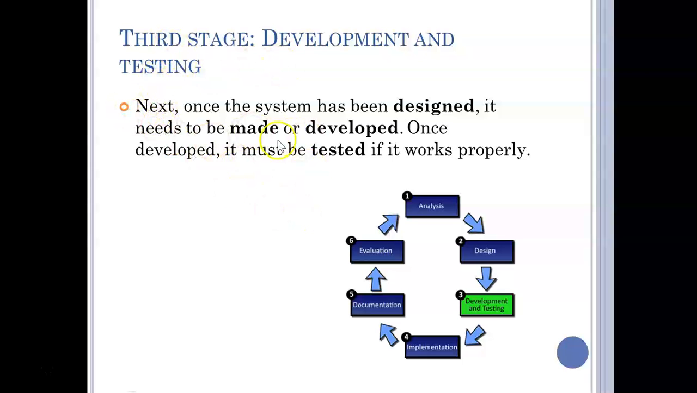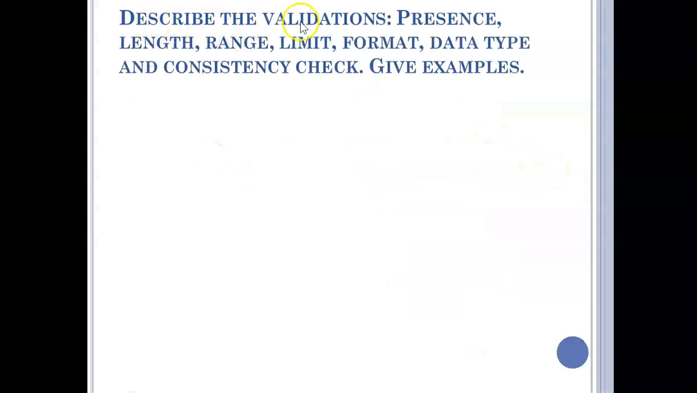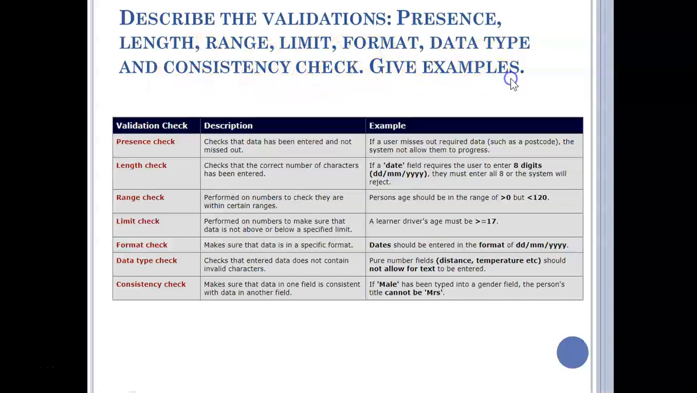Just to talk about this stage briefly, once the system has been designed, it needs to be made or developed. Once developed, it must be tested to see if it works. Okay, so that is the third stage, what we are going to be looking at. Describe the validations: presence, length, range, limit, format, data type, and consistency check. Give examples.